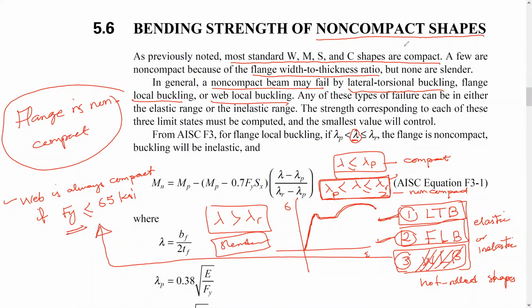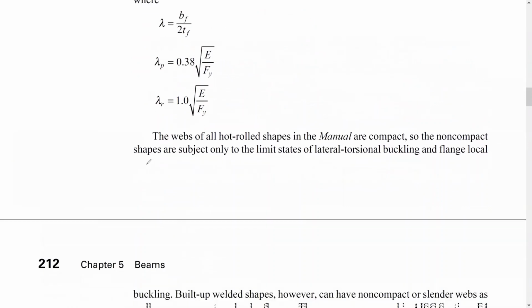In the case of built-up welded sections, you know what built-up means: something you build by yourself, with plates welded together, or hot-rolled sections welded to plates, or two hot-rolled sections welded or bolted together. Built-up sections might be compact, non-compact, or slender. So this one is not applicable to built-up sections. The built-up sections we will do by ourselves. So let's move down and show you these.